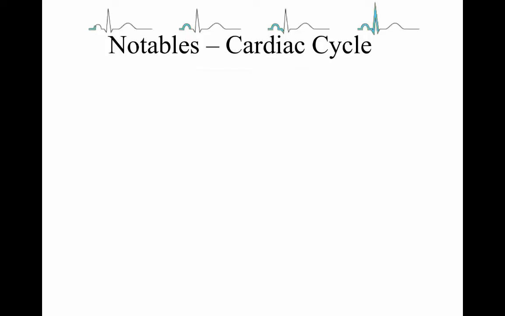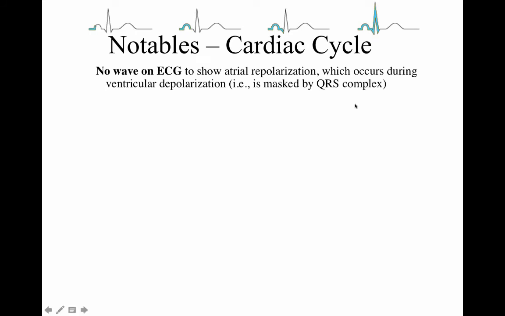So some notables in the cardiac cycle. There's no wave on the electrocardiogram to show atrial repolarization. In this phase right here, this is because it's occurring during ventricular depolarization. So the QRS complex is masking atrial repolarization. We see atrial depolarization, but not repolarization.